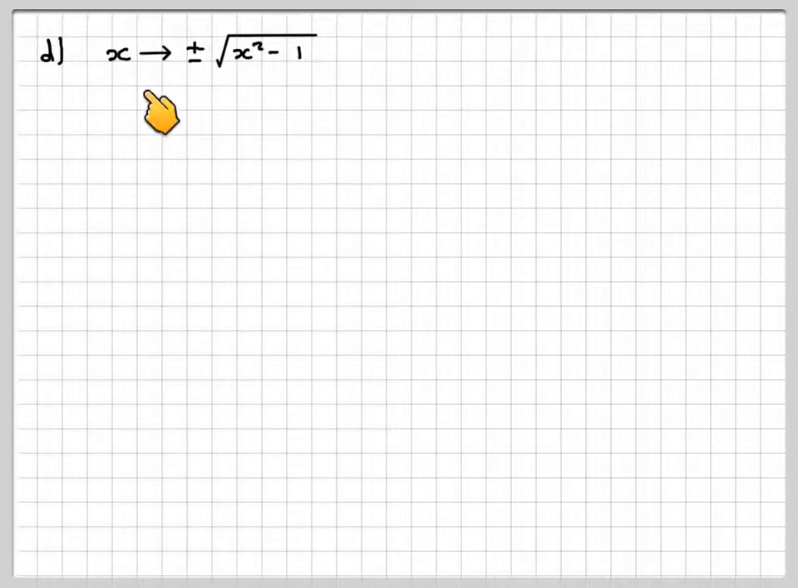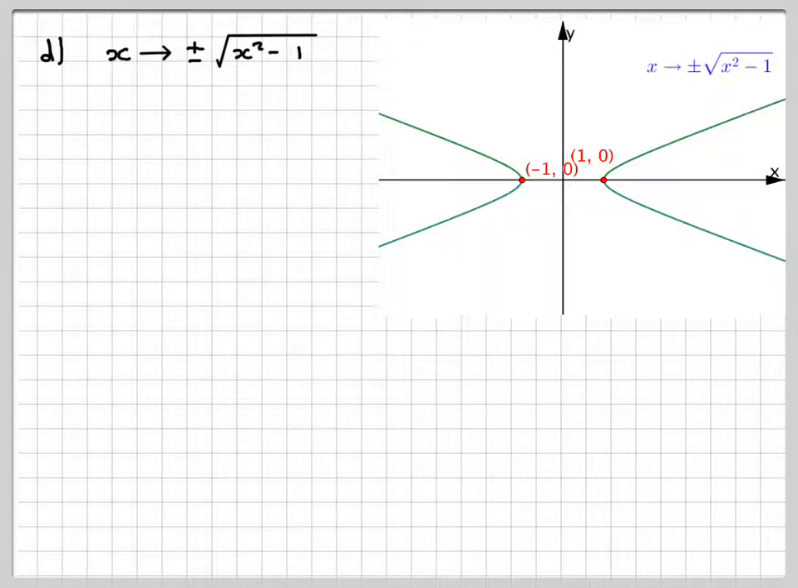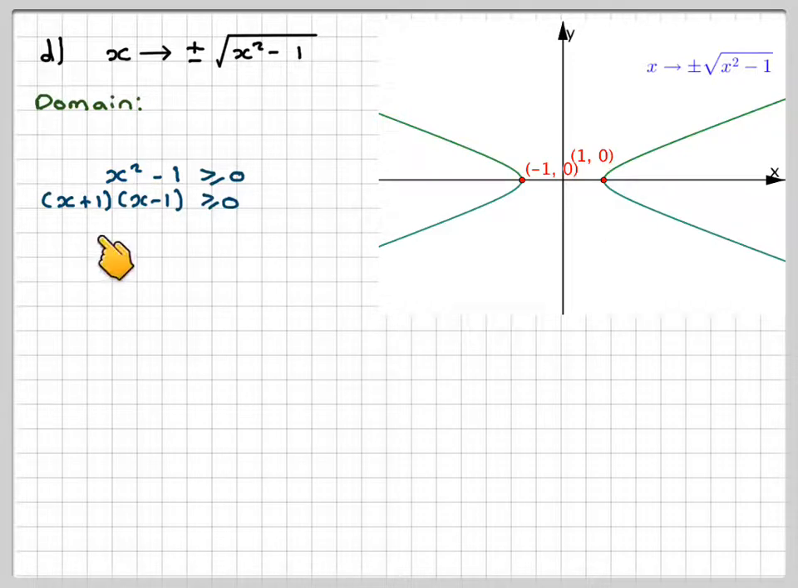Right, now we've got x is plus or minus the square root of x squared minus 1. Now that function looks like this. It comes in two parts, so this point here is 1, 0, and this is minus 1, 0. So the domain: this bit here cannot be negative. This is how you would do it algebraically without drawing the graph. This bit here cannot be negative, so we want x squared minus 1 greater than or equal to 0. If you factorize x squared minus 1, you get x plus 1, x minus 1.